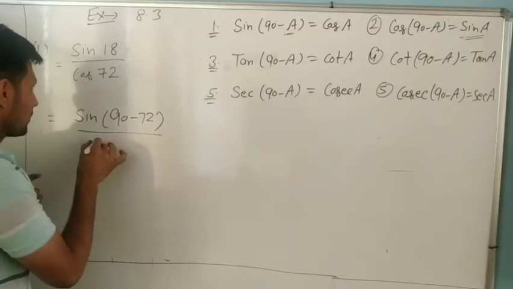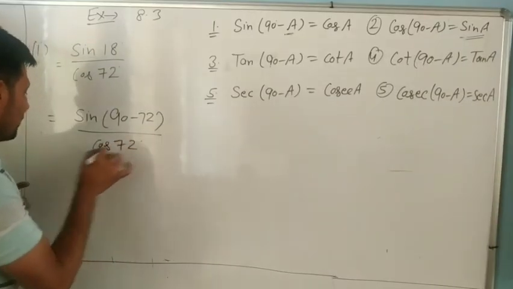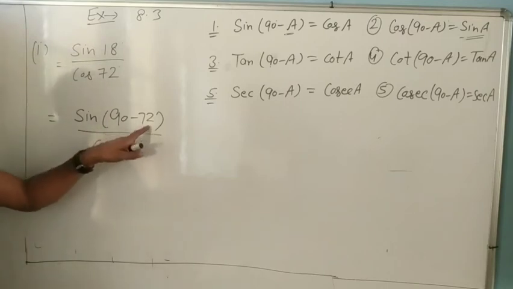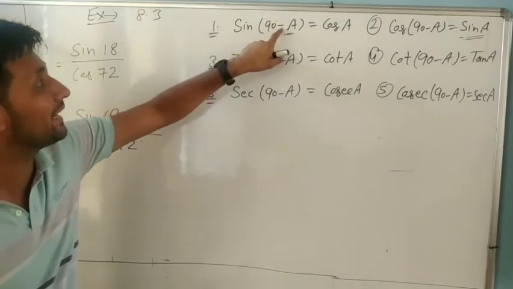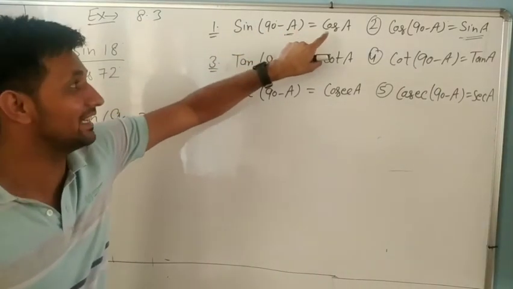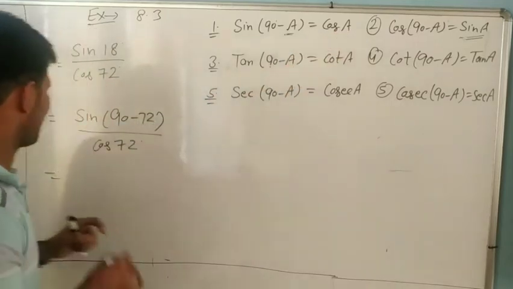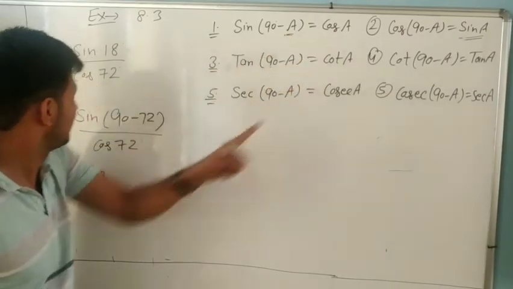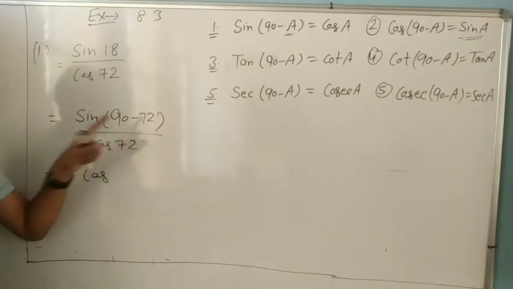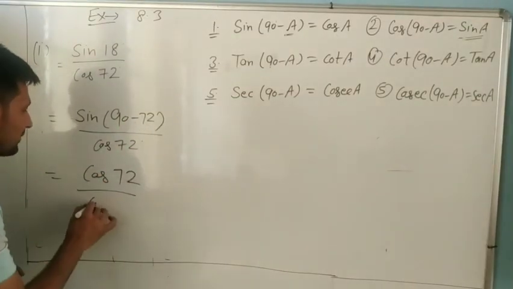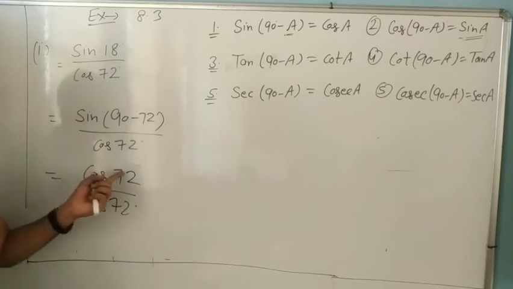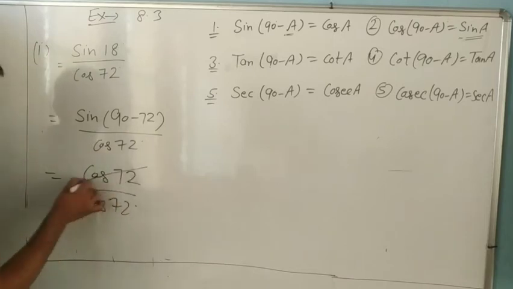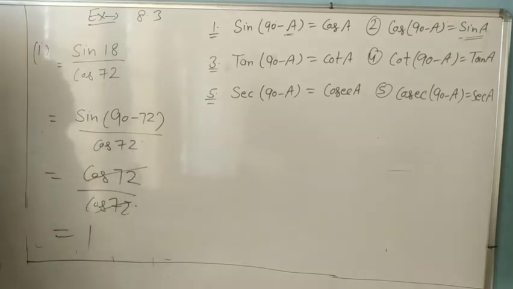Look at cos 72. Sin 90 minus A is cos A. Here A means what angle we are subtracting? 72. So cos 72. And now cos 72 and cos 72, both are the same value, so cut. How much is the answer? 1.